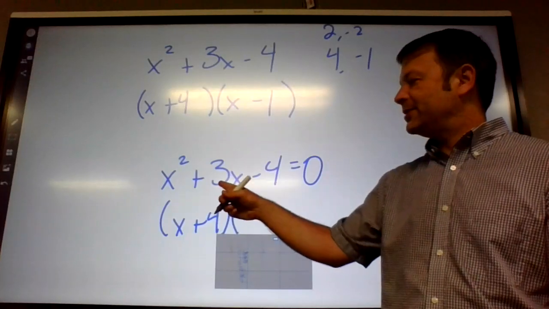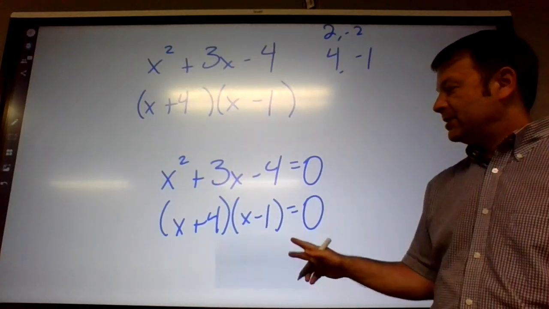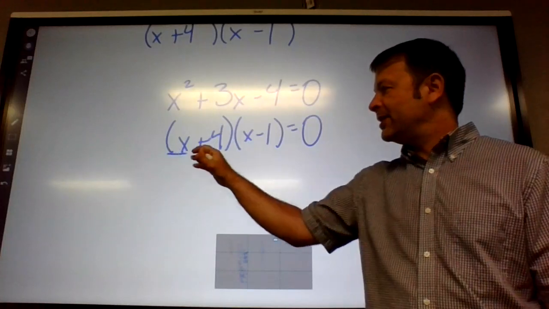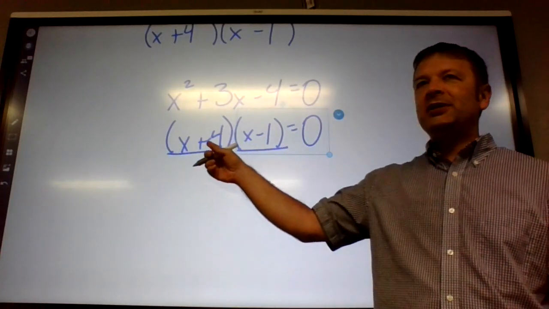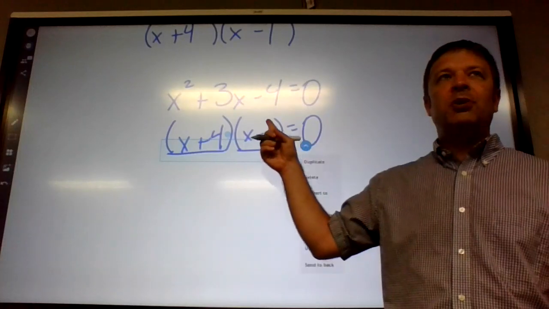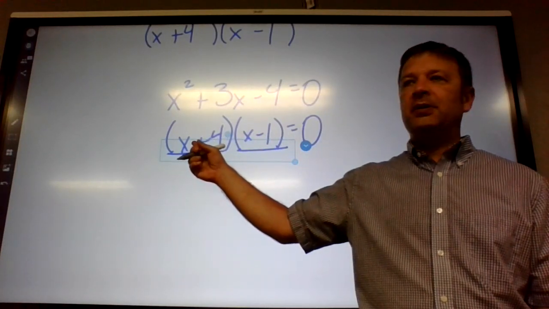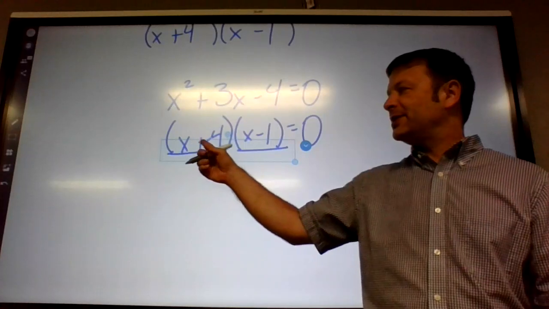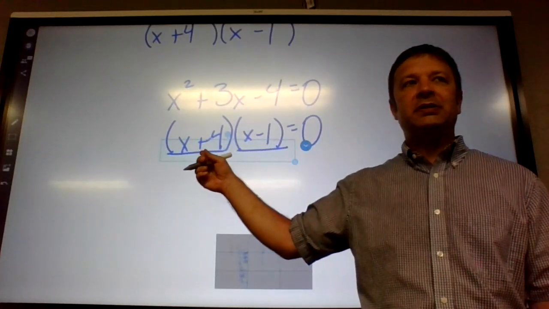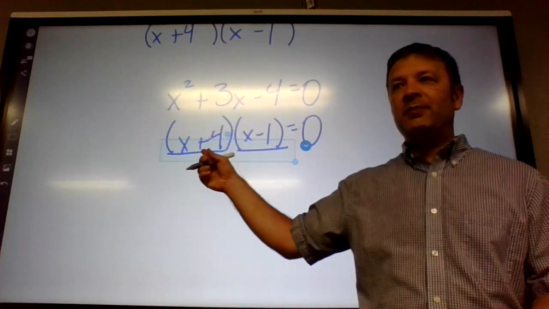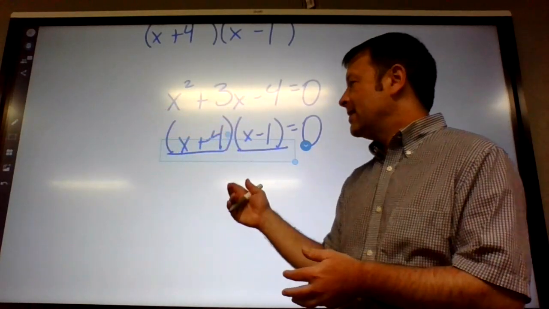I already factored this, so I'm not going to go through that again. But now this times this equals 0, right? If two things multiply to get 0, what must be true about one of these things? If this times this equals 0, one of them has to equal 0. Exactly. One of them has to be 0. So how do you multiply to get 0? You have to have a 0, right? So x minus 1 is 0.